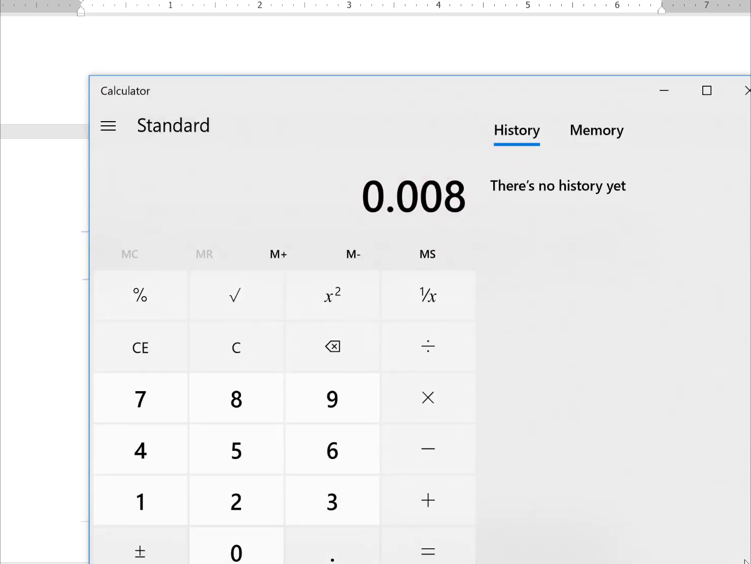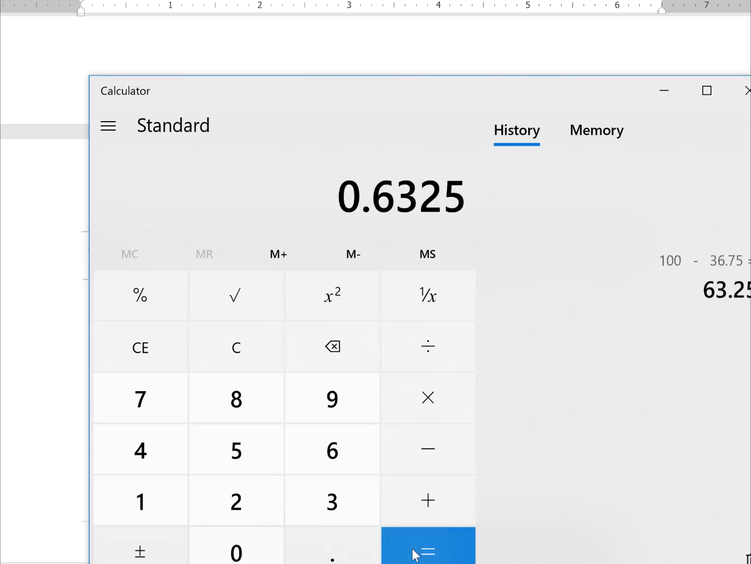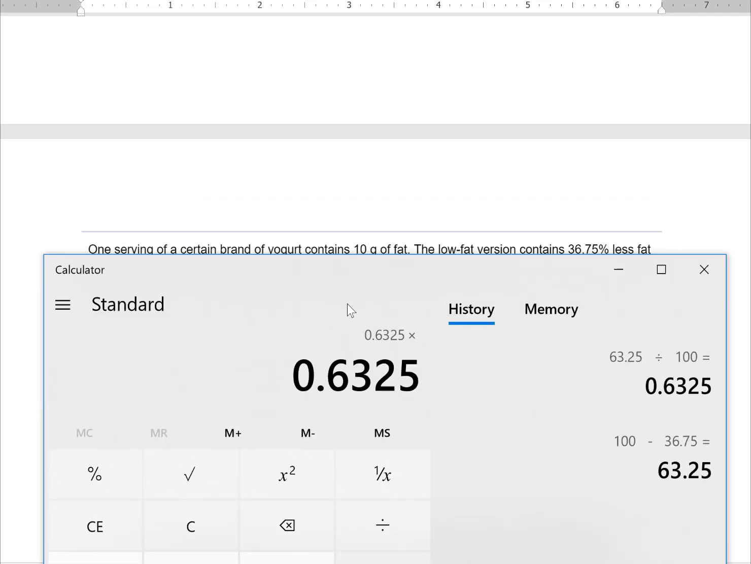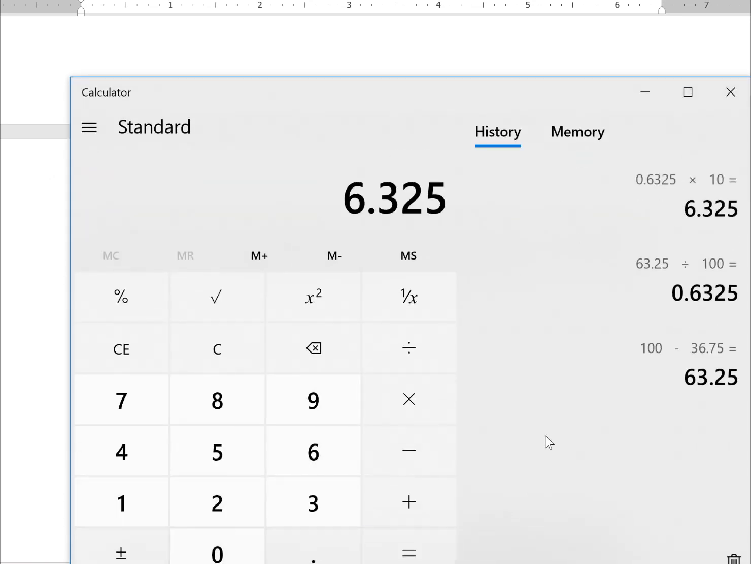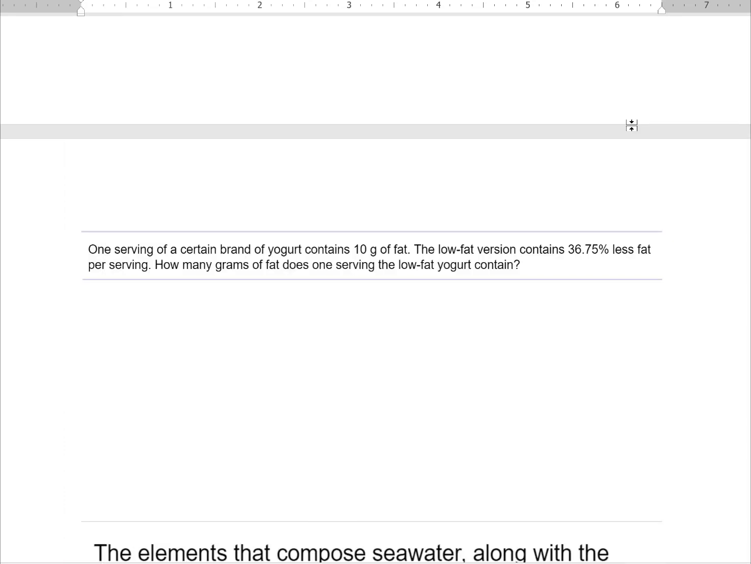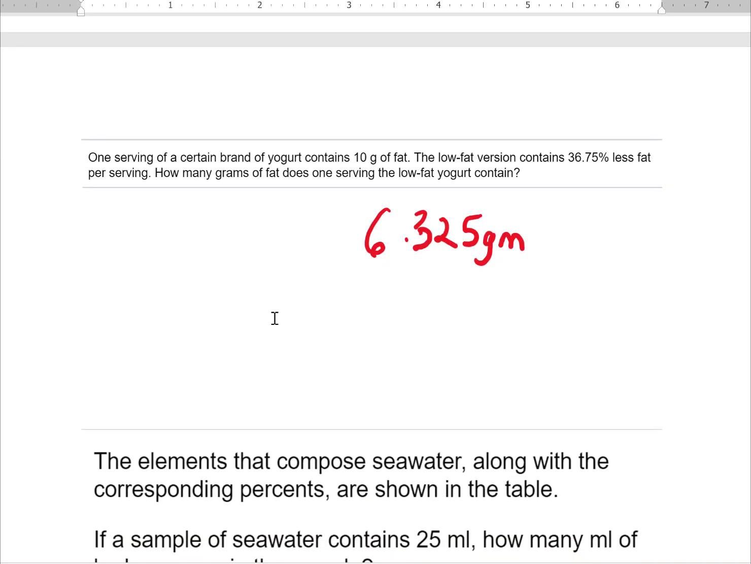So I'm going to take my 100% and subtract the 36.75, and I find that there's 63.25% left. I want to change that to the decimal, divided by 100, and then multiply by the size of the yogurt, which was, the one serving is 10 grams. I'm going to multiply that by 10, and I get 6.325 grams of fat in the low-fat version.